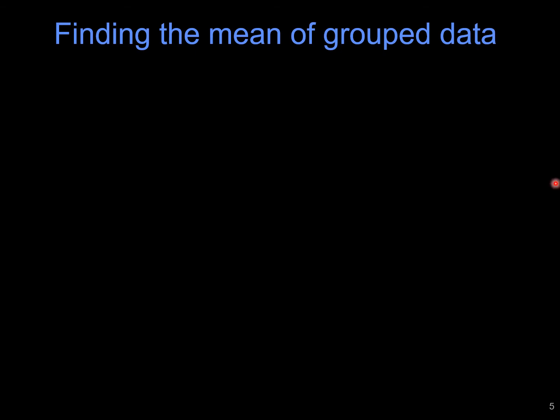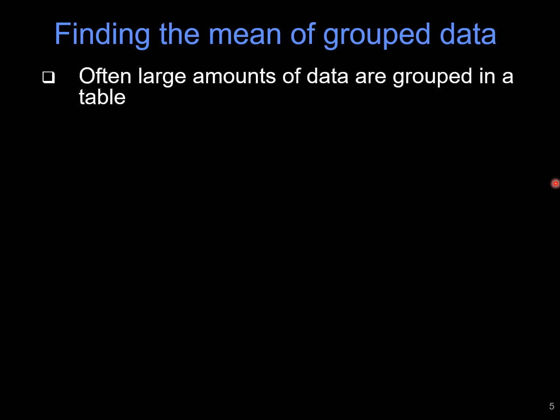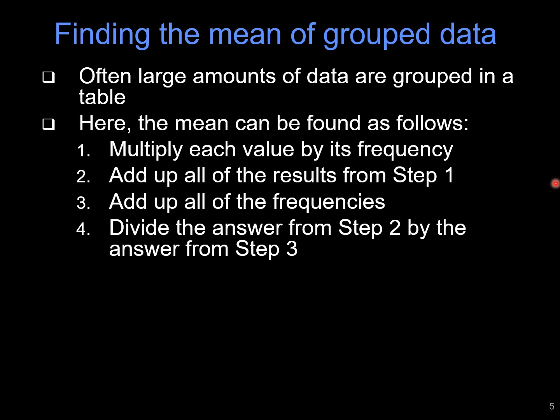Sometimes the data aren't arranged in a list. For example, if there are large numbers of data, then often they can be grouped and put into a table. If that's the case, this is how we find the mean. We multiply each value by its frequency, how often it occurs. We then add up all of those answers, and we then divide that by the total number of frequencies.